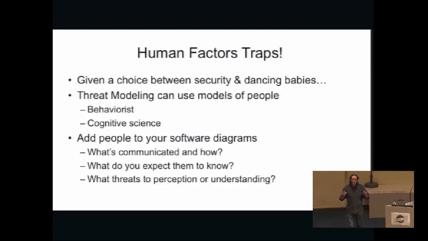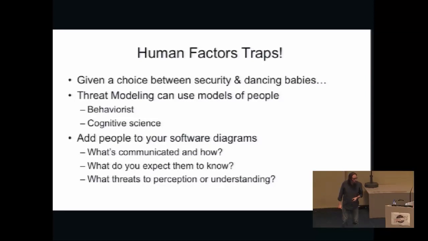So we can use these models of people in our threat modeling approaches, and you can add people to your software diagrams. You can say, hey, this system talks to this system, and that system talks to this person. And when it does, you can ask, what are you communicating to the person over here? How is the software communicating that information? And what do you expect that person to know? And those are simple questions. They're not complex questions. Well, I recommend Kahneman's book. You don't need to read it to ask either of those things.